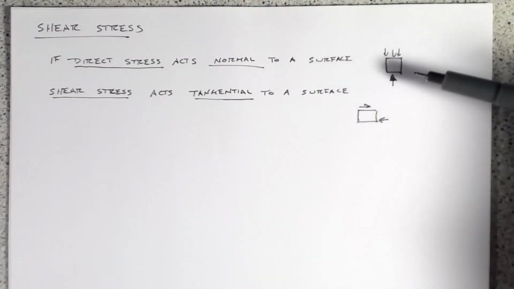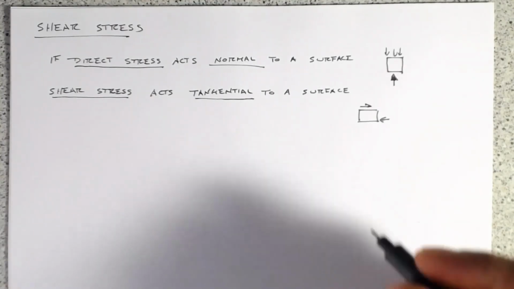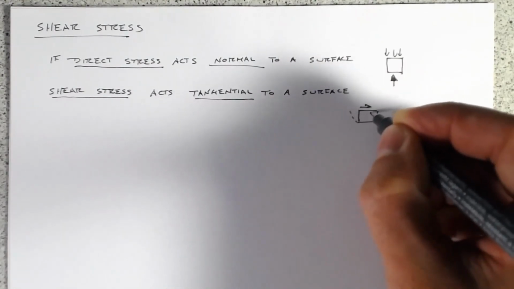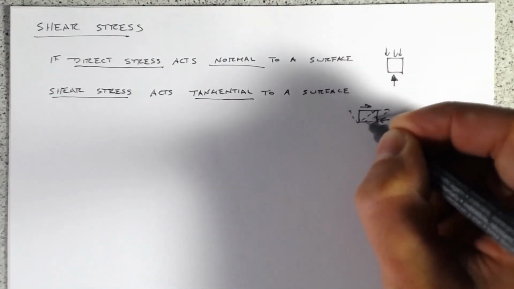So if a direct stress is trying to squash in compression, or if it's in tension, it's trying to pull apart a section, a shear stress is trying to take a square and turn it into a parallelogram. It's trying to go like that.